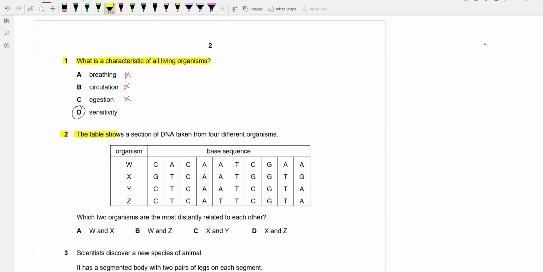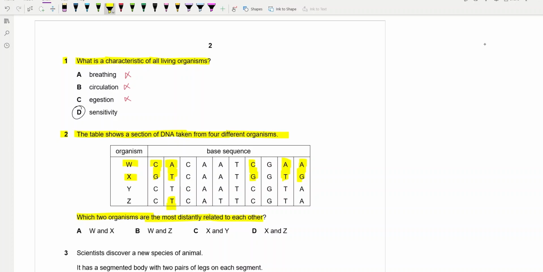Question number 2. The table shows a section of DNA taken from 4 different organisms. Which 2 organisms are most distantly related to each other? So the options are W and X. We can compare W and X. So the change would be in the first base, the second base, and in the fourth last, the second last, and the last one. And the other option is W and Z. So the difference would be in the second base.